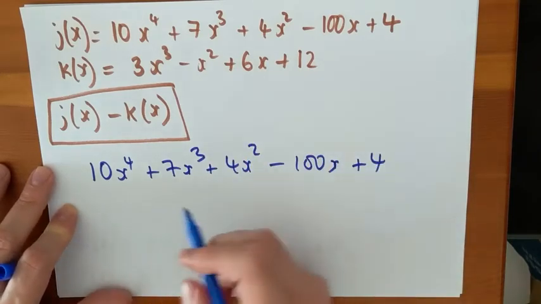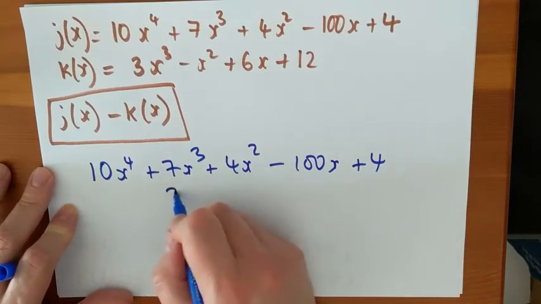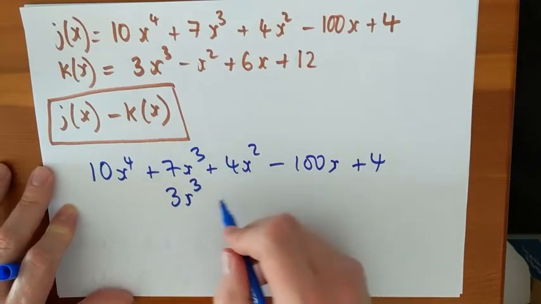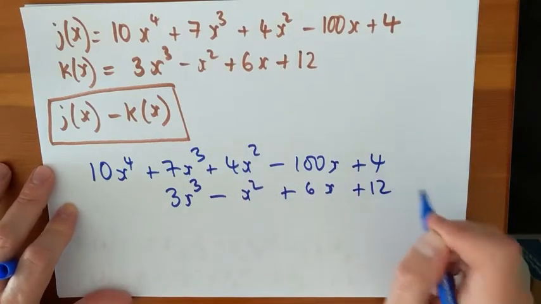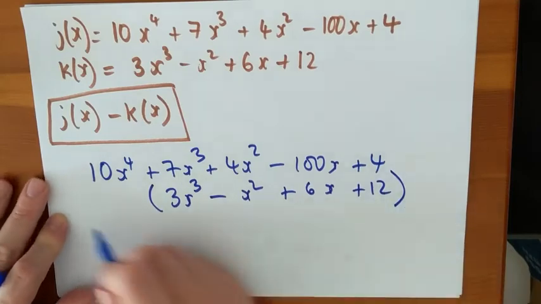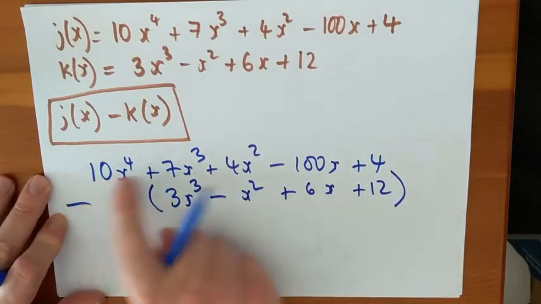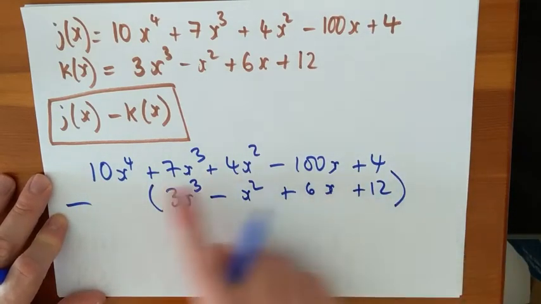And then line up the ones from k of x. So the 3 can go here. I've got minus x squared plus 6x plus 12. And I am strictly going to subtract all of this away from the first one. So k of x is being subtracted away from here.